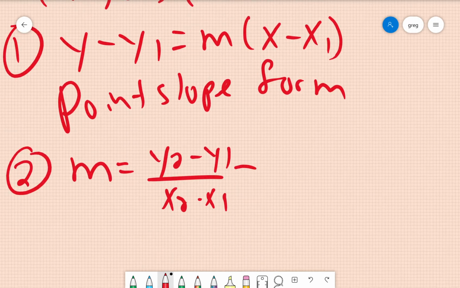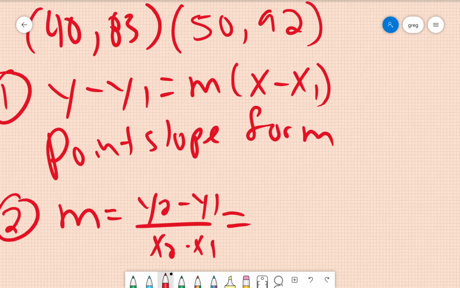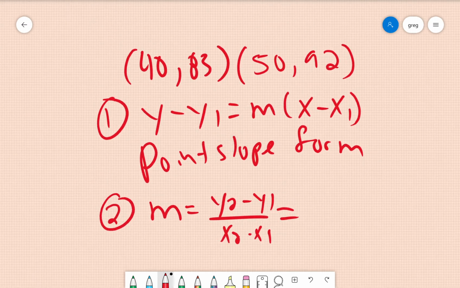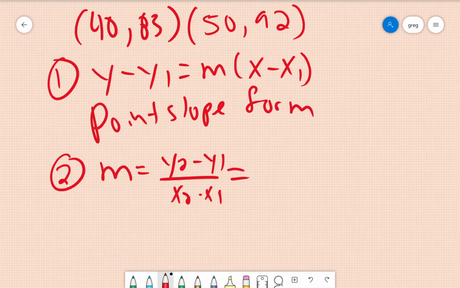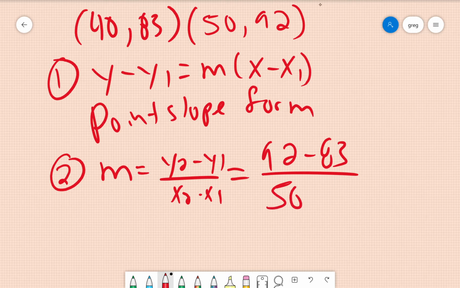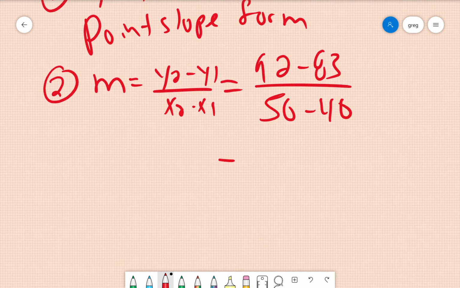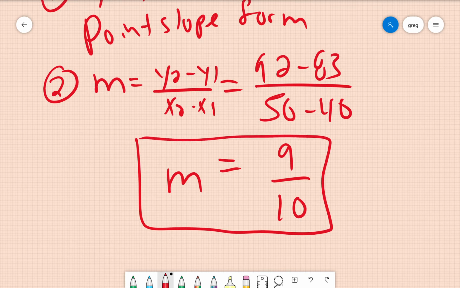So what am I going to substitute right now? 92 minus 83 over 50 minus 40. Perfect. So now what is 92 minus 83? What's 50 minus 40? 10. So now we have found the value of how steep our line is going to be.